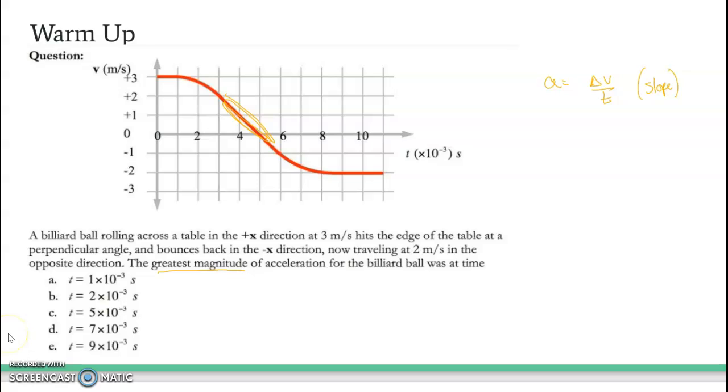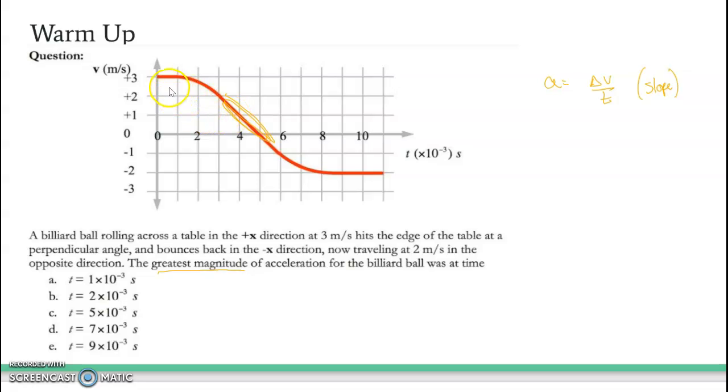So in this warm-up activity, you've got a billiard ball that's rolling across a table in the positive x direction, hits the edge of the table at a perpendicular angle, and bounces back in the negative x direction, traveling at a different speed. We want to know where is the greatest magnitude of acceleration for this billiard ball. Recall that we're looking at a velocity versus time graph. If you want to pause and think about this, when you're ready you can hit play and keep going.